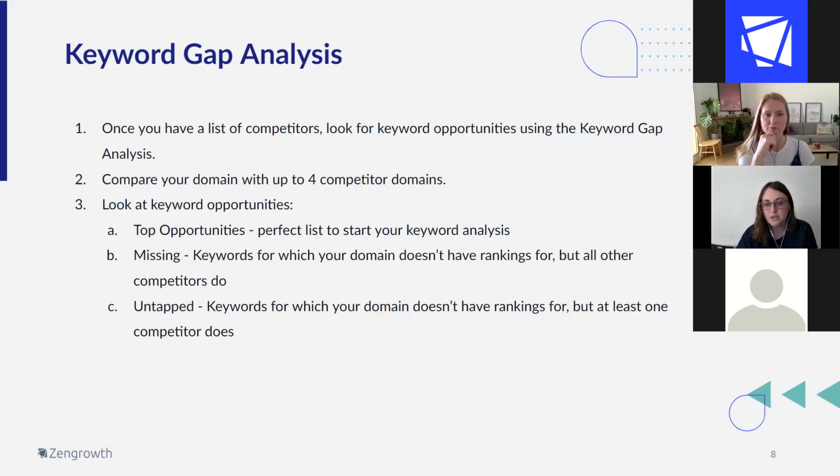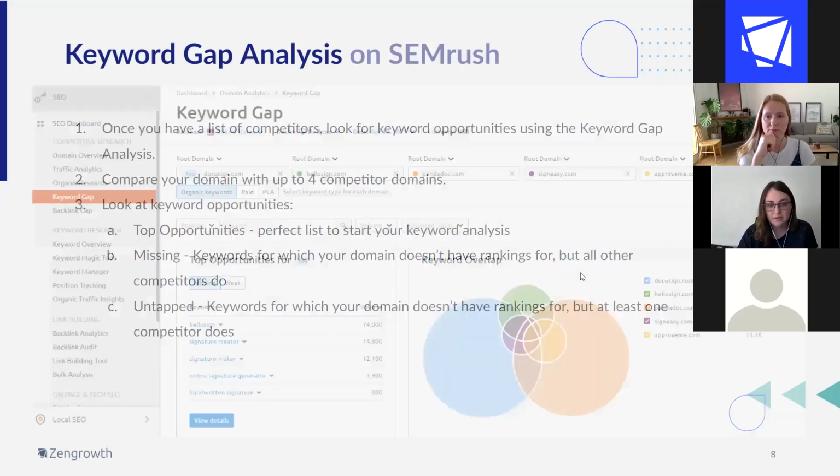So these are keywords that your domain doesn't have rankings for, but everyone else does. If you have selected your competitors accurately, missing keywords are great ones that you can strive to create content for. And Untapped is keywords for which your domain doesn't have rankings for, but at least one competitor does.